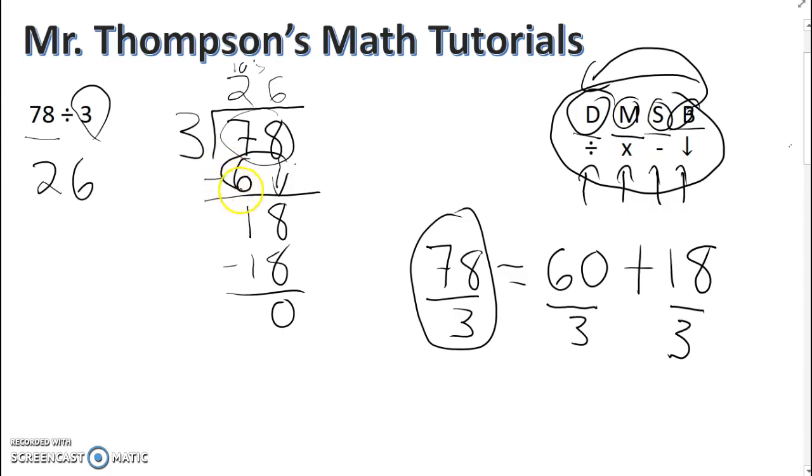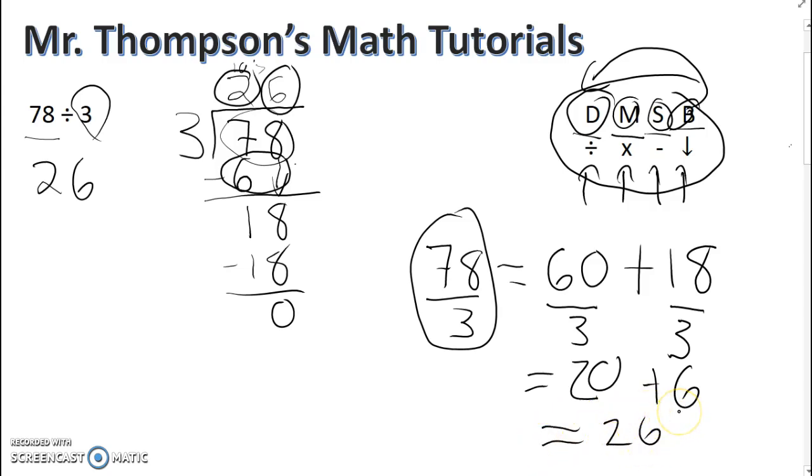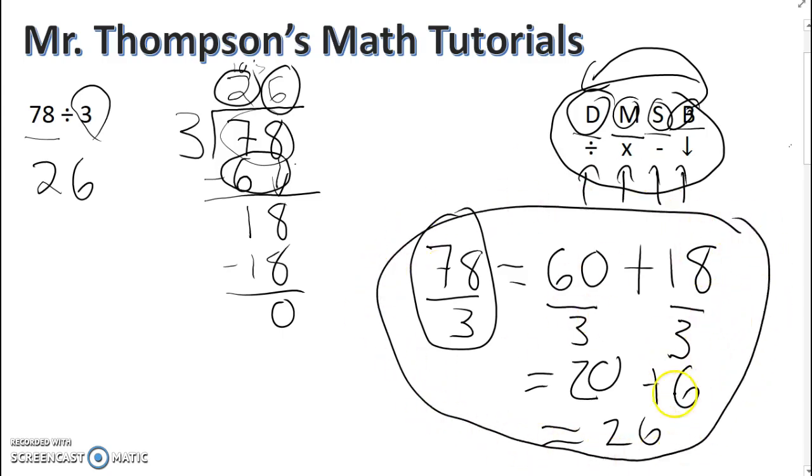We found out the number of 3's in 60, which happens to be 20. That's represented by this 2 up here. And the number of 3's in 18, which is 6, and that's represented by the 6 right here. When I add those two together, I get 26. So this is another way that you can solve these kinds of problems: breaking them apart, dividing the parts, and then adding at the end. But the standard algorithm is quite efficient compared to other methods.